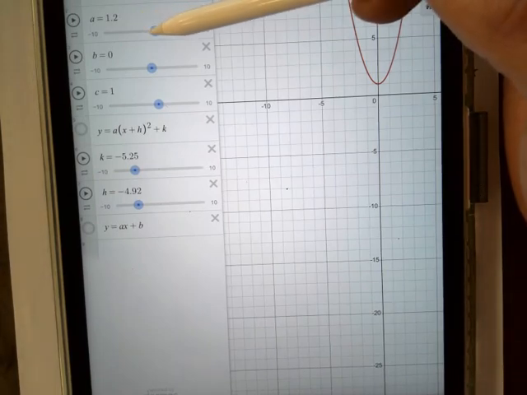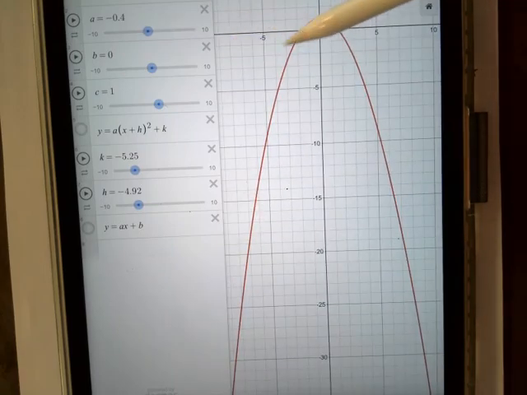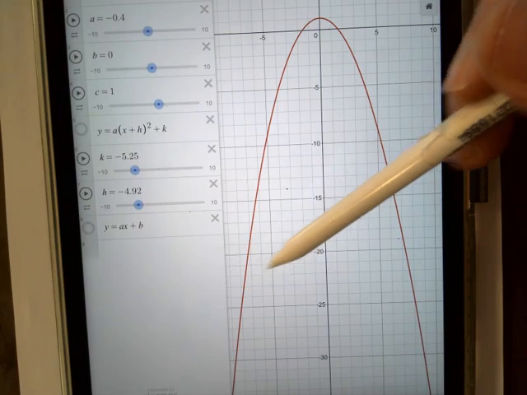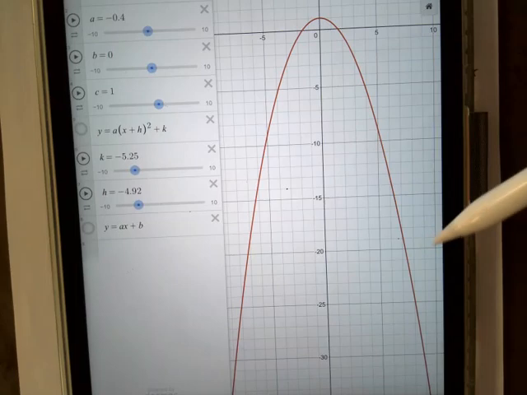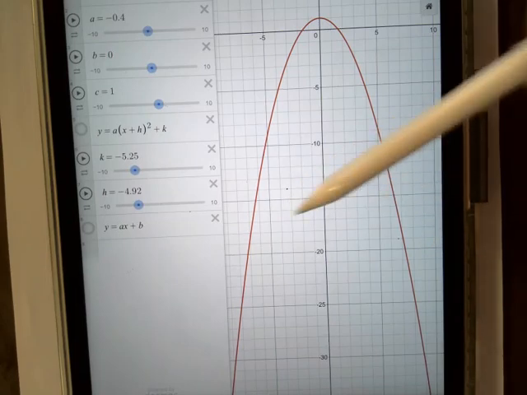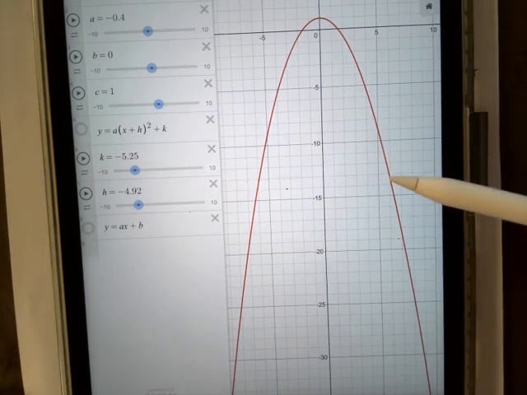If the leading coefficient is negative, it's going to be pointing down. And in this case, it's going to be quadrant 3 to quadrant 4, or 4 to 3, right? So that's another thing to remember. Just by looking at the leading coefficient, you can tell what it is.